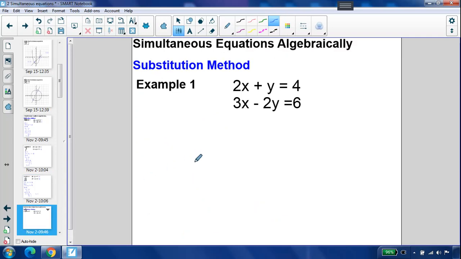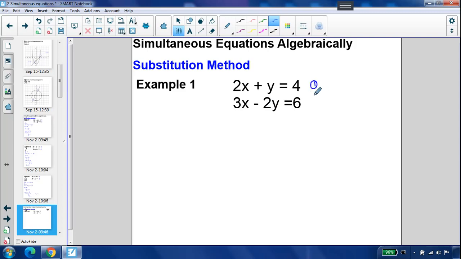So we have another method that you may remember. It is called the substitution method. So rather than eliminating a variable this time, I'm going to substitute one variable in. So what you're actually looking for in this method is a variable that is a single variable, if you like. So here I just have one y.